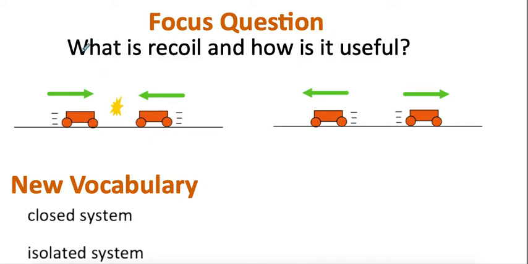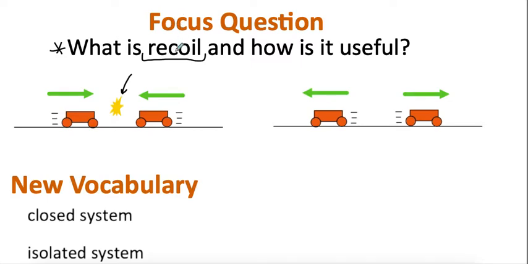Okay, something to think about when we're talking about momentum is recoil. So what is recoil and how is it useful? You've probably heard this word before, maybe in a physics or physical science class. In our scenario here, it would be two carts colliding and then they bounce apart, or sometimes they stick together. For this scenario, they would be bouncing apart, and we have some things going on before they collide, when they collide, and after they collide.